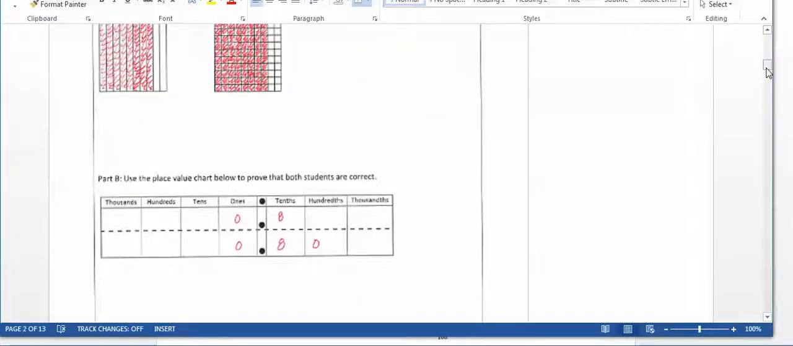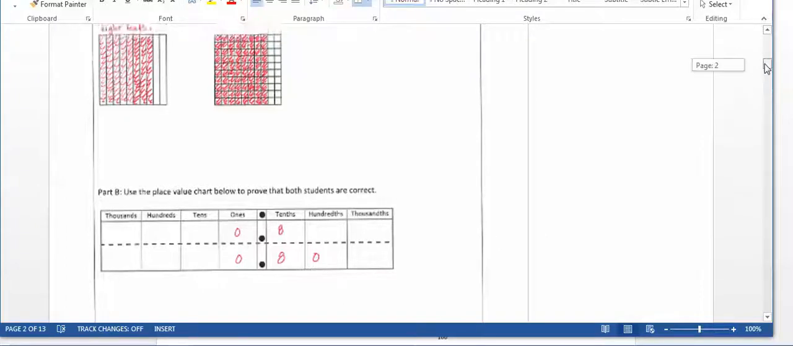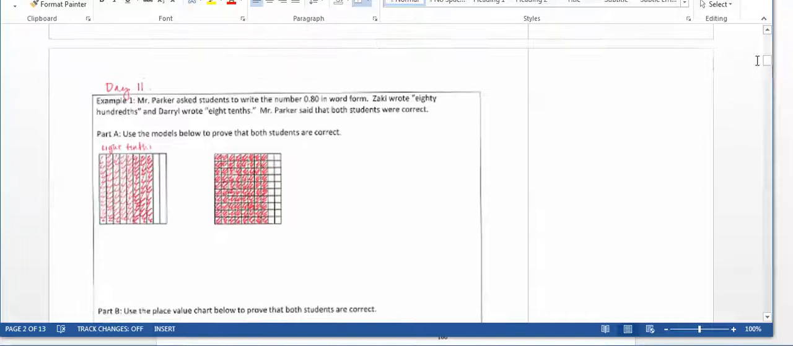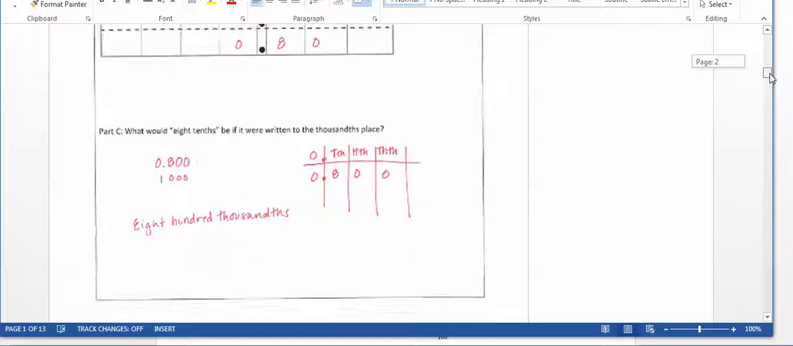Another, more efficient strategy that we could use is a place value chart. So let's go ahead and write both these numbers in. 8 tenths and 80 hundredths, I can see that these two are exactly the same. You might also want to show students the fraction form. 8 over 10 is equal to 80 over 100. We know that from 4th grade.